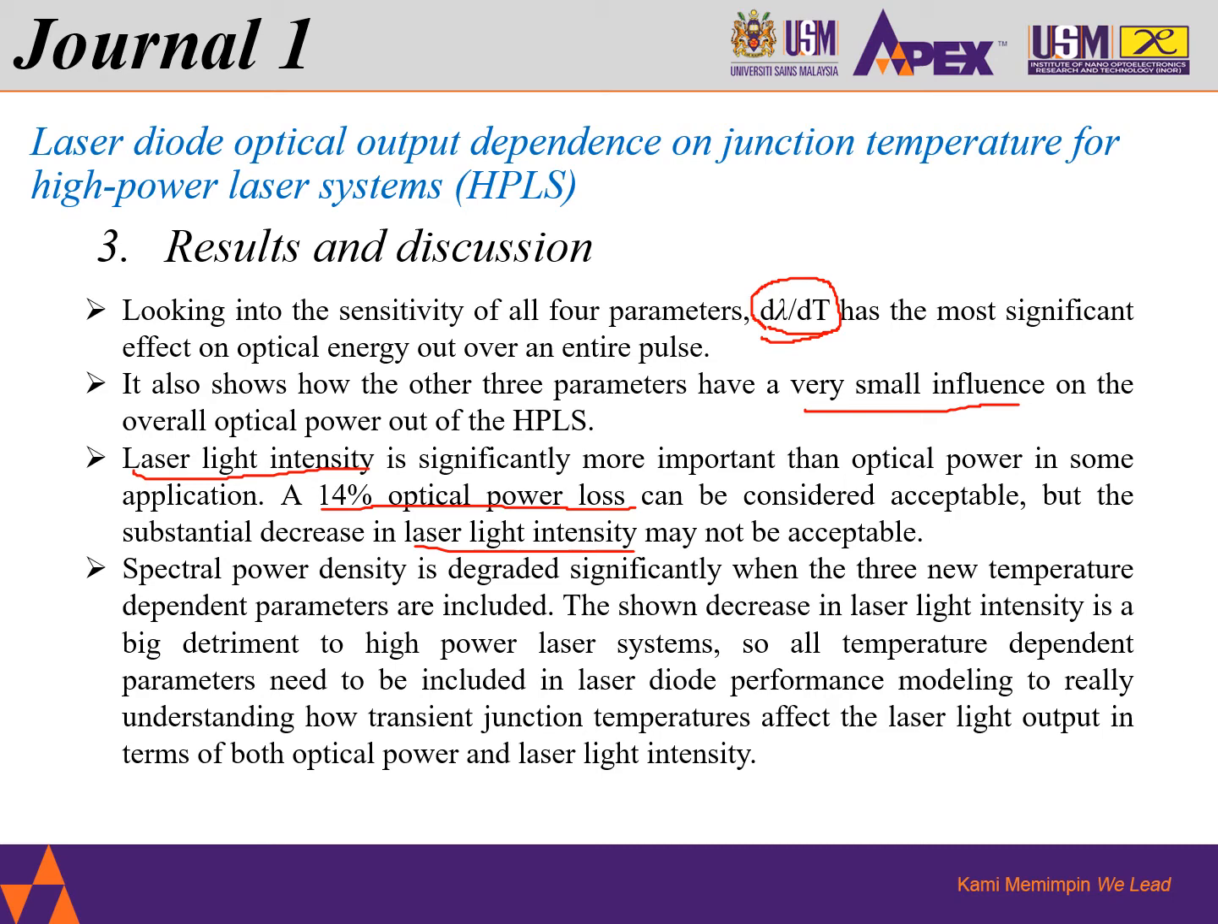As a conclusion, when we include all four parameters, we can see a significant degradation of power density. In this case, I would say all temperature dependent parameters need to be included in the simulation equations or the modeling, to really understand how junction temperature can affect the laser light output, the power output and the light intensity.